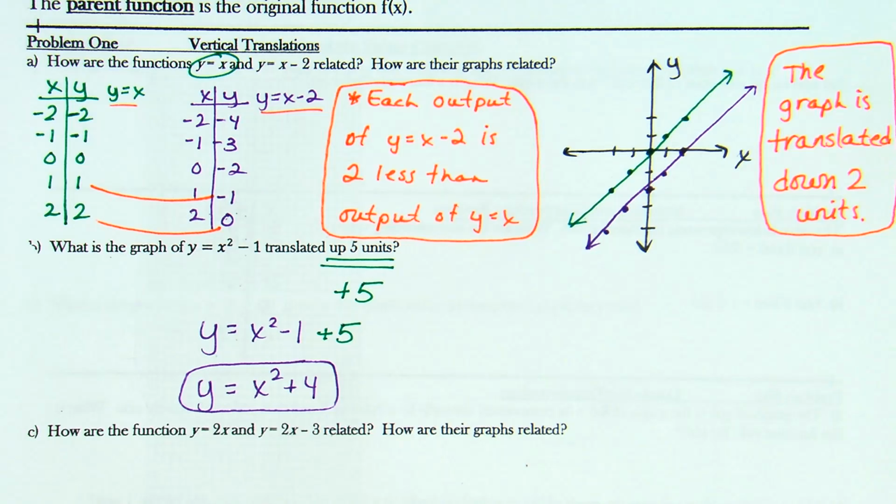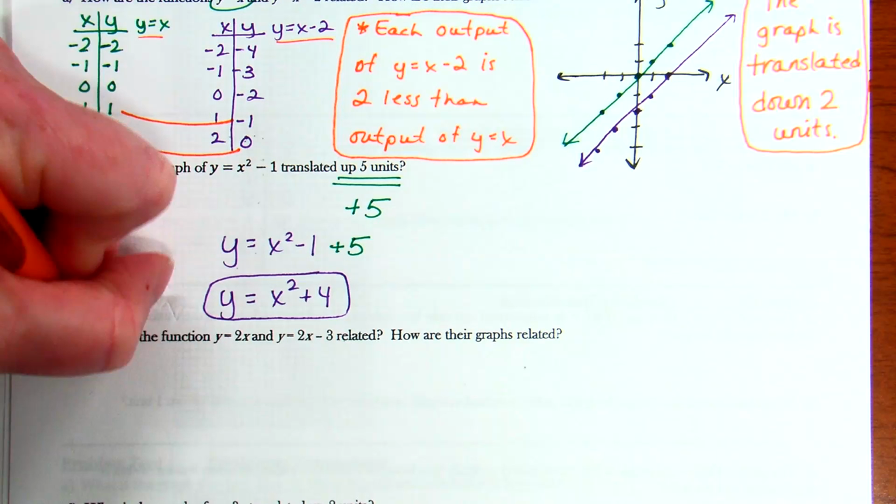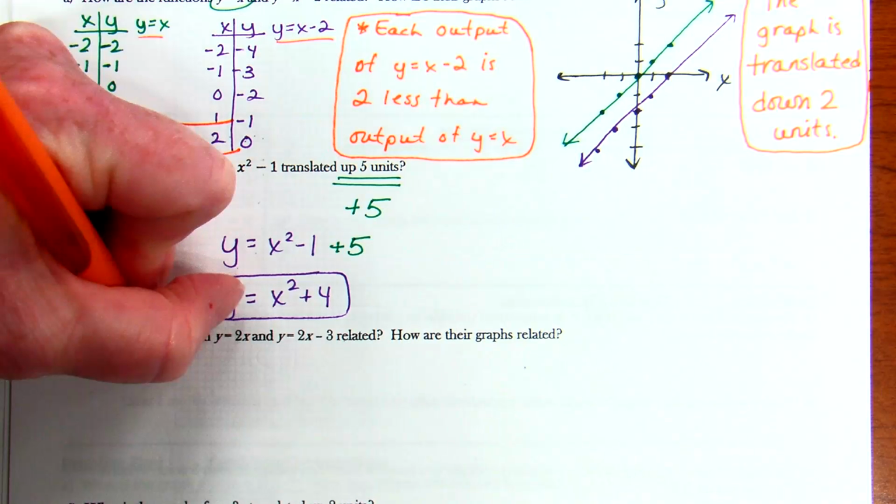Okay, look at C. How are the functions y equals 2x and y equals 2x minus 3 related? How are their graphs related? Now, first of all, this question is a lot like question A. I'm just not going to do all the work this time. If you guys can handle that.